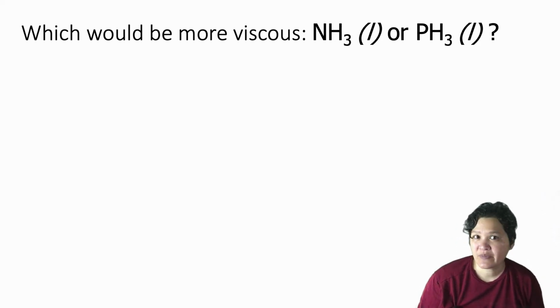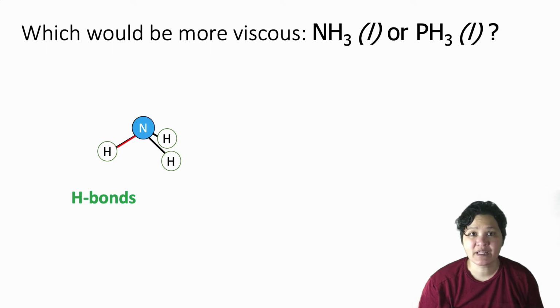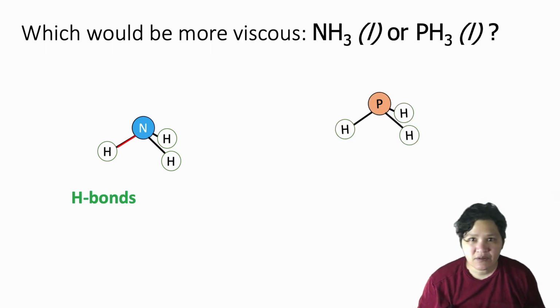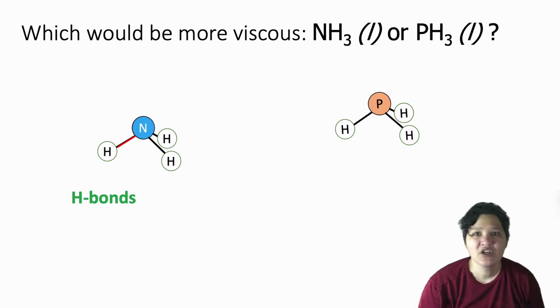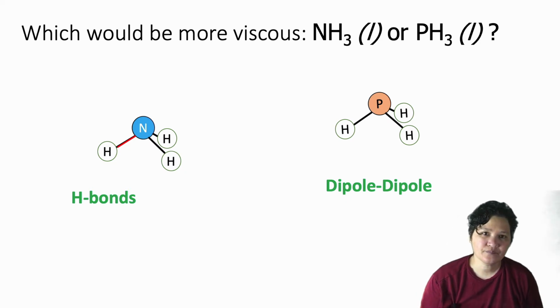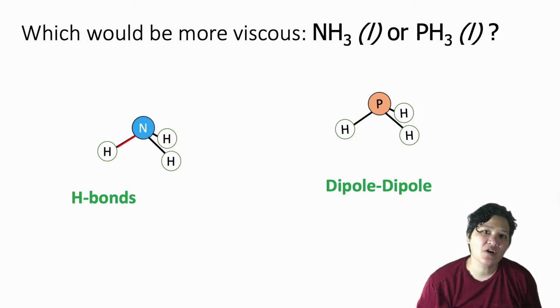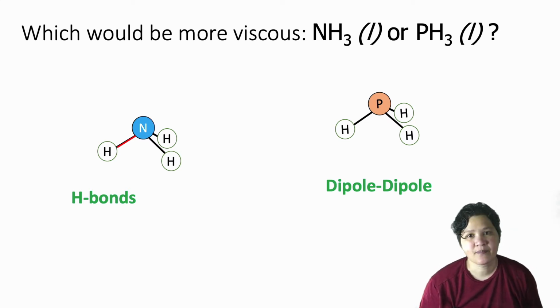then use that to determine what sort of intermolecular forces you'll have. Here's NH3. There's a large electronegativity difference between nitrogen and hydrogen, so this will have a strong dipole and form hydrogen bonds with itself. PH3 has a similar geometry, but there isn't a large electronegativity difference between phosphorus and hydrogen, so this will only have dipole-dipole forces holding it together. Hydrogen bonds are stronger than dipole-dipole forces, so NH3 will be more viscous.